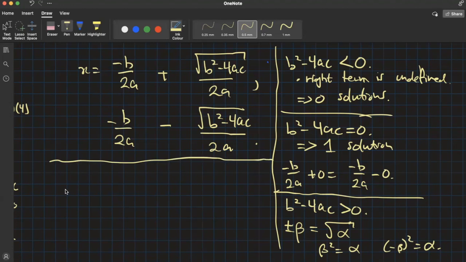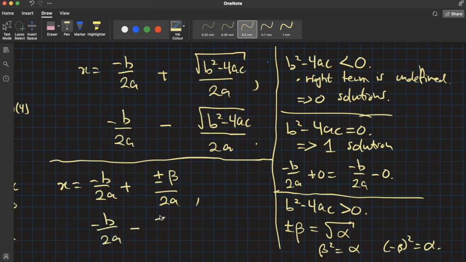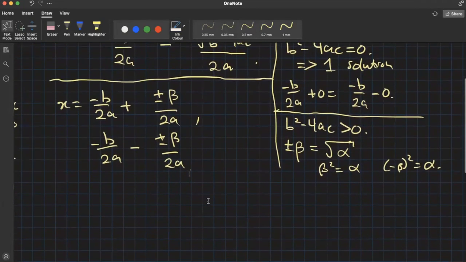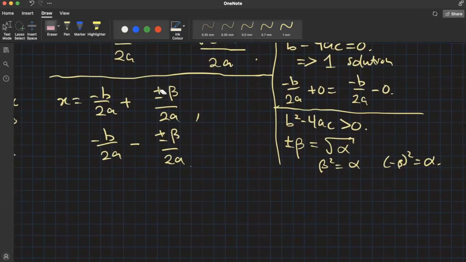So what we're going to have is x is equal to negative b divided by 2a plus, and then we've got the square root of alpha, which is positive and negative beta. So plus minus beta on 2a. And we also have that the other solution is negative b on 2a, subtract plus minus beta divided by 2a. Well, if you wrote this all out, what you'll end up with is actually 4 equations. So I might as well do that for the sake of completeness. So let's keep the positive terms, I'd say.